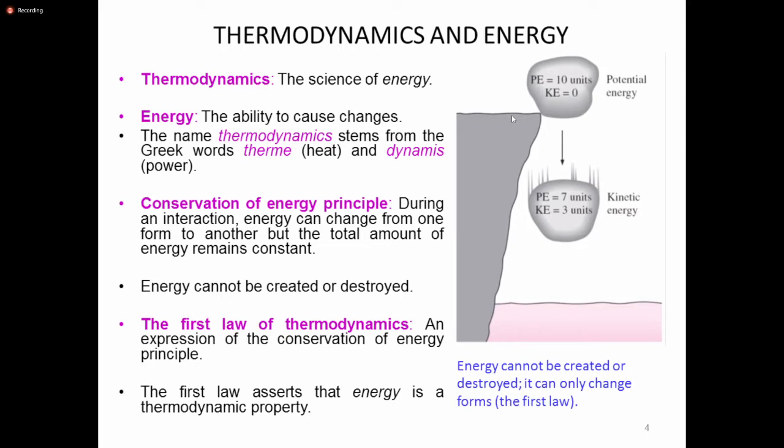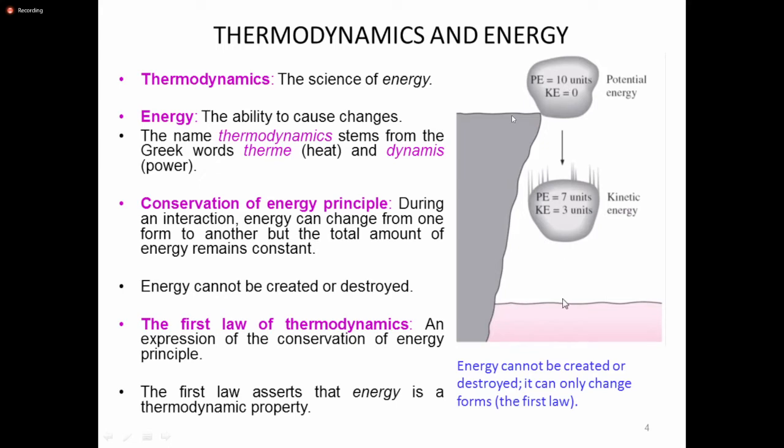So it is called heat and power, or we can say heat and motion. And the word that comes into the picture is thermodynamics. If you take the example of this cliff, and you have a stone at this place having some potential energy of 10 units, then kinetic energy is equal to 0. So total energy is 10 plus 0, that is 10 units.